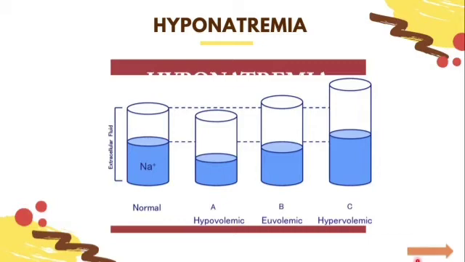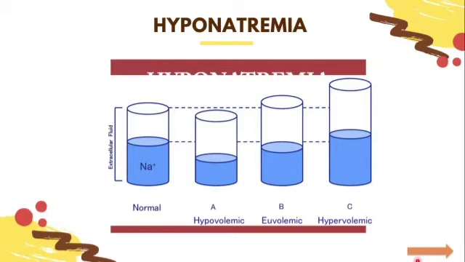In hypervolemic hyponatremia, there is an increase in total body sodium chloride that is accompanied by a proportionately greater increase in total body water, leading to a reduced plasma sodium concentration. This often results from fluid retention in conditions such as heart failure, liver cirrhosis, and kidney failure.